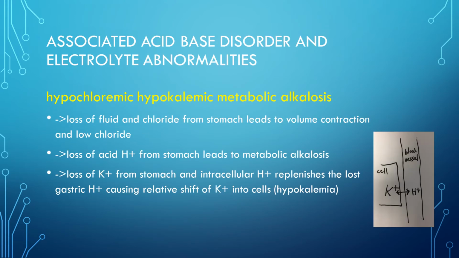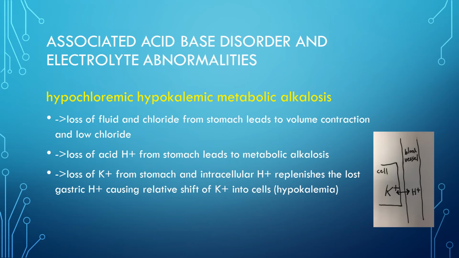The associated acid-base disorder and electrolyte abnormality is a hypochloremic hypokalemic metabolic alkalosis. It would be good to memorize this phrase as it leads naturally back to the underlying knowledge of dehydration, electrolyte disturbances, and acid-base abnormalities. There is a loss of fluid and chloride from the stomach, which leads to volume contraction and low chloride. There is a loss of acid from the stomach, which leads to metabolic alkalosis.